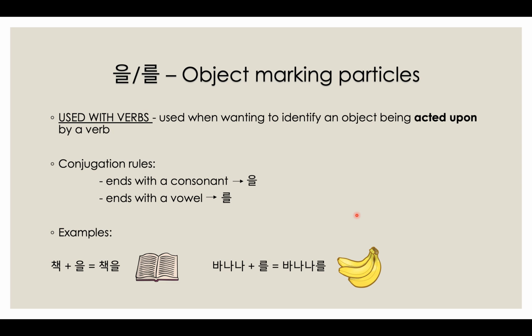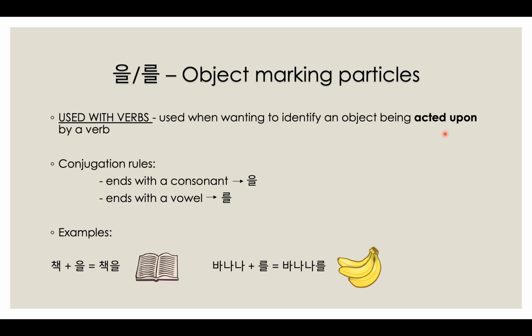Okay, last marker we have is 을 and 를, object marking particles. These are used with verbs, and they're used when wanting to identify an object being acted upon by a verb. And this is the most important part, acted upon, which is kind of what I was trying to clarify earlier, where you wouldn't say 배를 아파요, because that would insinuate that your stomach is being hurt, when in actuality your stomach is hurting. It's not being hurt, it's just hurting.